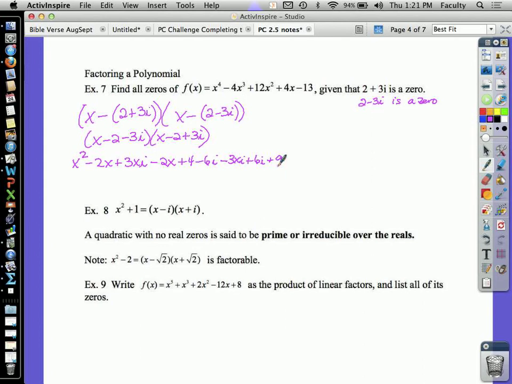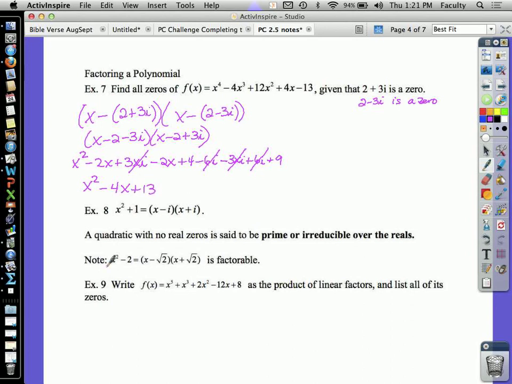Remember what I told you on that extra example? Your i's should cancel when you're multiplying out the factors of complex conjugate pairs. If your i's aren't canceling, you made a mistake, and you just need to go figure out where it is. So now I'm getting x squared minus 4x plus 13.